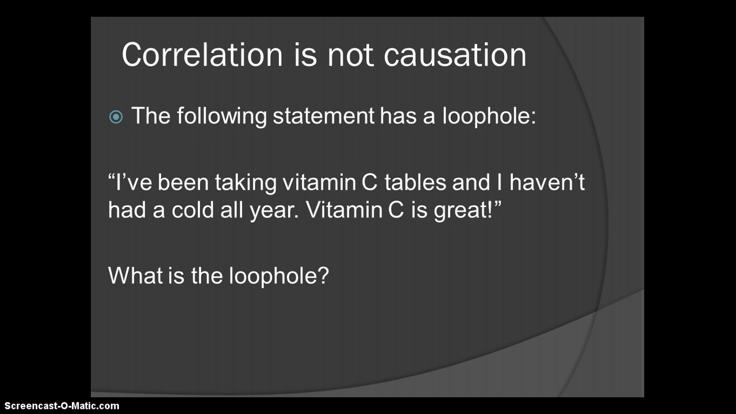So the following statement has a loophole. I've been taking vitamin C tablets and I haven't had a cold all year. Vitamin C is great. What can be the loophole in this case? The loophole is that there is a correlational relationship between taking vitamin C and not having a cold. However, it doesn't necessarily mean that if I take vitamin C, I will not have a cold throughout the whole year. It is a correlational relationship, not a causal one.